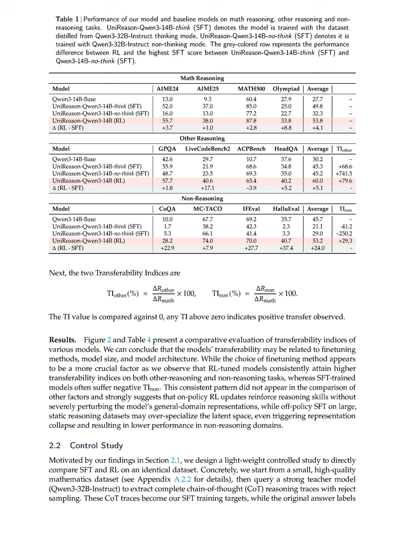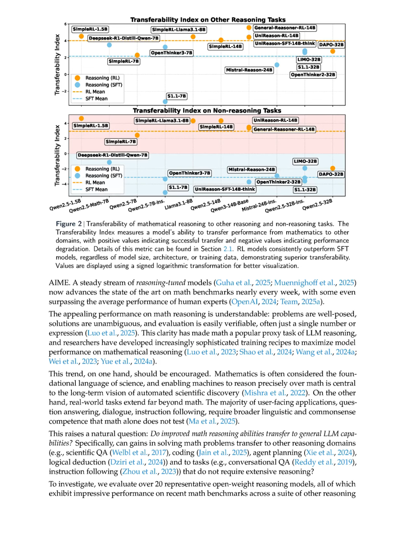Specifically, the TI value is derived from the relative gains observed in the model's performance across these groups, with any TI above 0 indicating positive transfer. This systematic approach allows researchers to quantitatively assess the extent to which improvements in mathematical reasoning translate to other reasoning and non-reasoning tasks, thereby providing insights into the effectiveness of different fine-tuning methods.